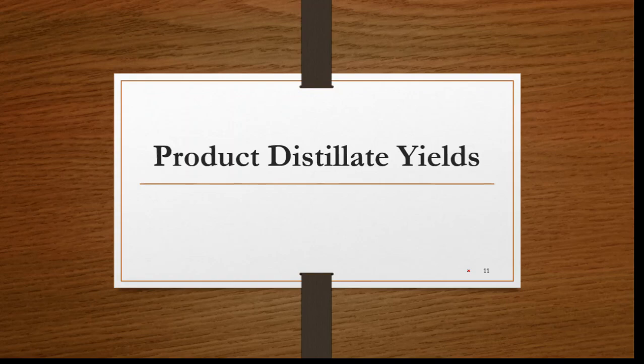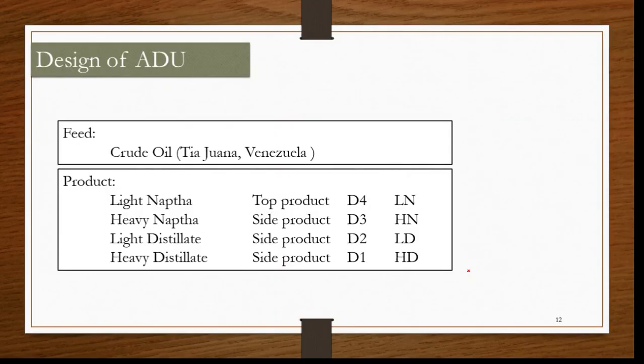In this one, basically we are going to design the atmospheric distillation column using the crude oil that is given here. The crude oil is Venezuelan crude oil and the field name is Ajuana. So we are going to produce these four different products: light naphtha, heavy naphtha, light distillate and heavy distillate. Their shortcut names: light naphtha LN, heavy naphtha HN, light distillate LD and heavy distillate HD. And you can also designate them D1, D2, D3 and D4.